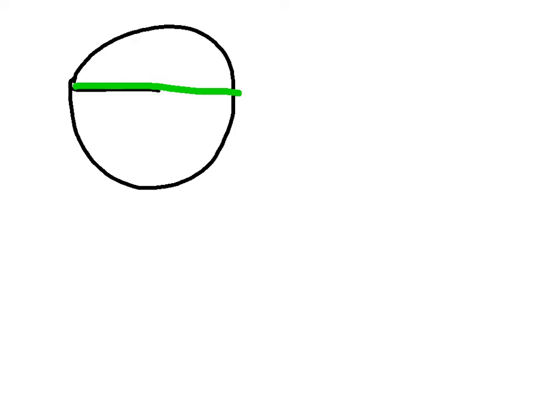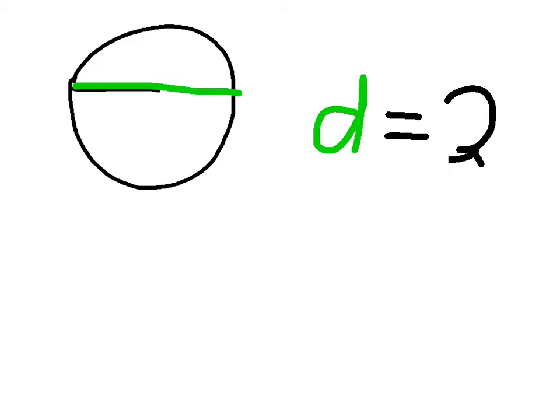So we can represent diameter as d. And that diameter is equal to 2 times the radius. Another way of saying that is that diameter is double the radius. Diameter equals 2 times r, which is our radius.